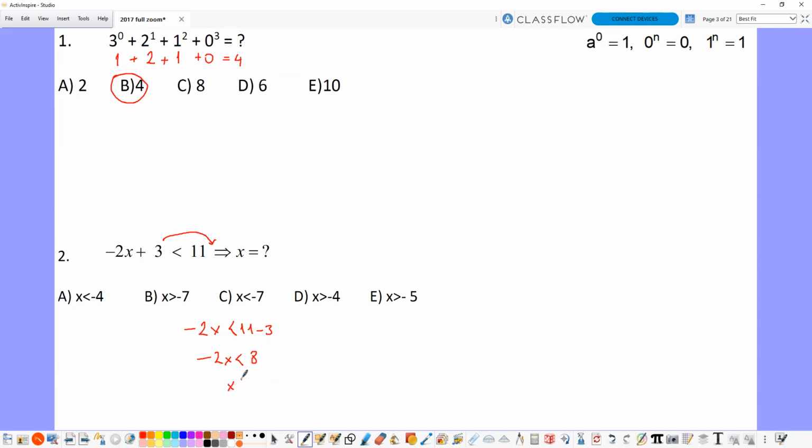So minus 2x, if it is less than 11 minus 3, it's going to be equal to 8. And x is greater or equal to 8 over minus 2 it should be. Here you have to be careful about the changing of the sign, because when you divide by negative number you have to change the sign, so you have to be careful here about that one, which means x is greater than minus 4. Answer is directly D, it's going to be.